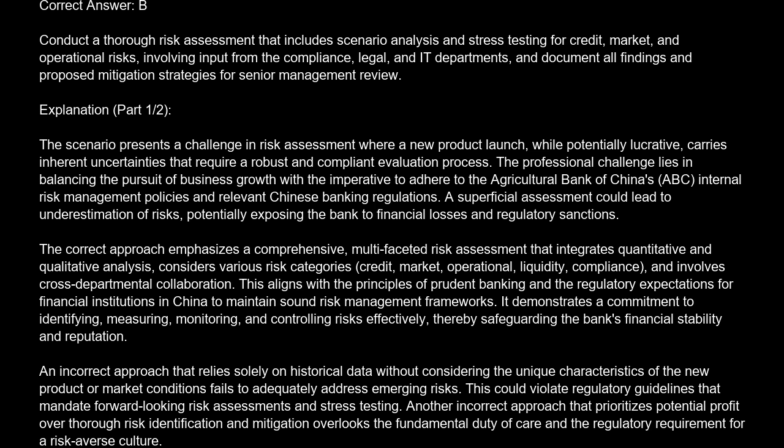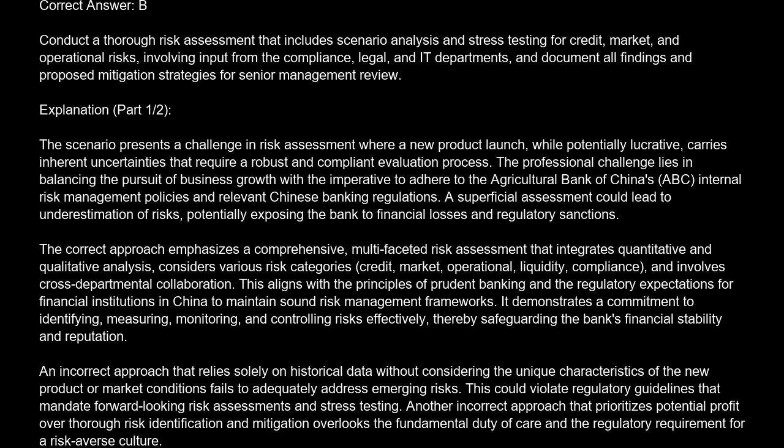Explanation. The scenario presents a challenge in risk assessment where a new product launch, while potentially lucrative, carries inherent uncertainties that require a robust and compliant evaluation process. The professional challenge lies in balancing the pursuit of business growth with the imperative to adhere to the Agricultural Bank of China's (ABC) internal risk management policies and relevant Chinese banking regulations. A superficial assessment could lead to underestimation of risks, potentially exposing the bank to financial losses and regulatory sanction.